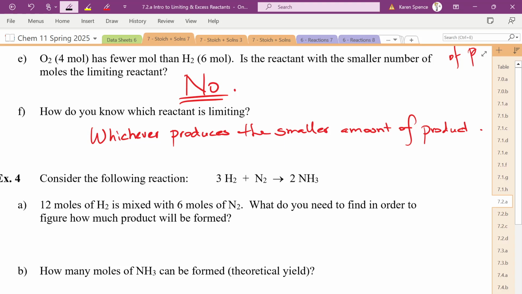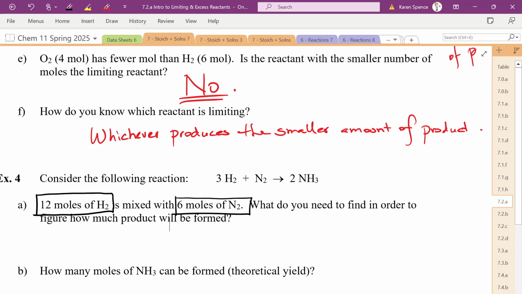Consider the following reaction. We have 3H2 plus 1N2 gives 2NH3. If we have 12 moles of H2 and 6 moles of N2, can we tell just from those numbers which is the limiting reactant? No. Okay, you got to dig deeper. You got to do some calculations. How many calculations do you need to do?